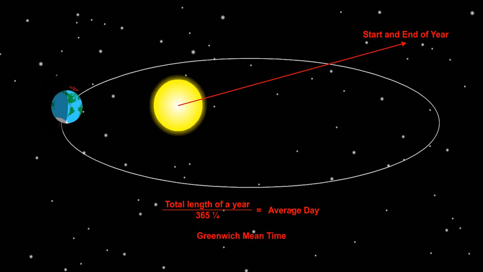Another word for average is mean. This is where the term Greenwich Mean Time comes from. This gives us what we call our civil day. It is a mean solar day.